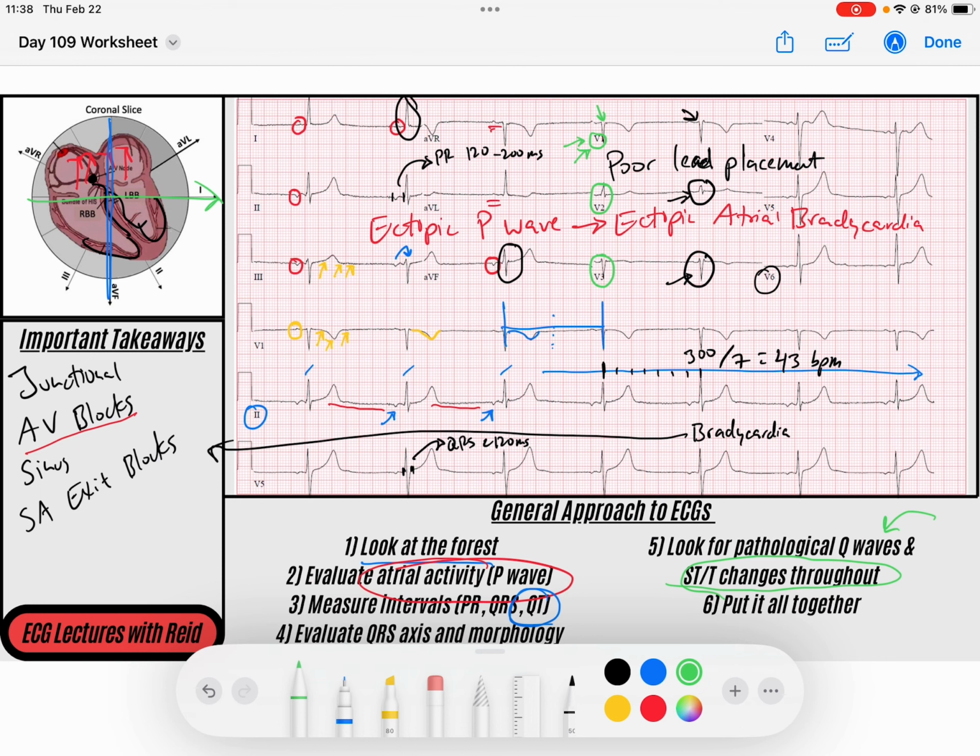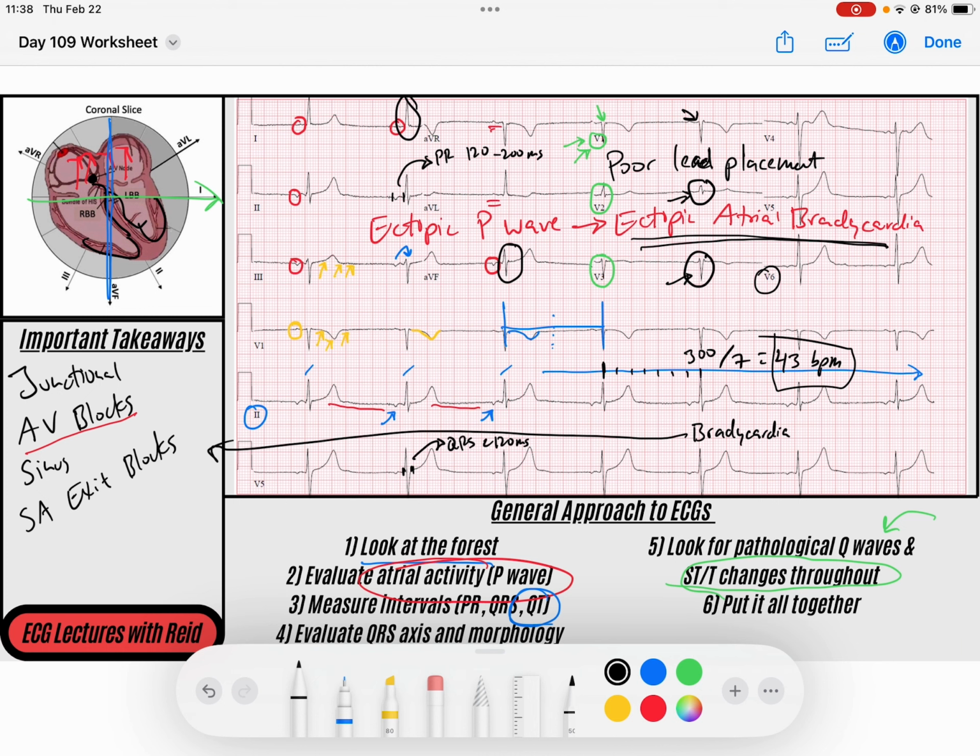So otherwise, what do we have here? Well, we've got an ectopic atrial bradycardia at a rate of 43 beats per minute, and otherwise a normal ECG from the rest of the electrophysiologic axis standpoint. Now, a couple things we need to think about: why is this person having ectopic atrial bradycardia? Why is their sinus node not controlling this rate?